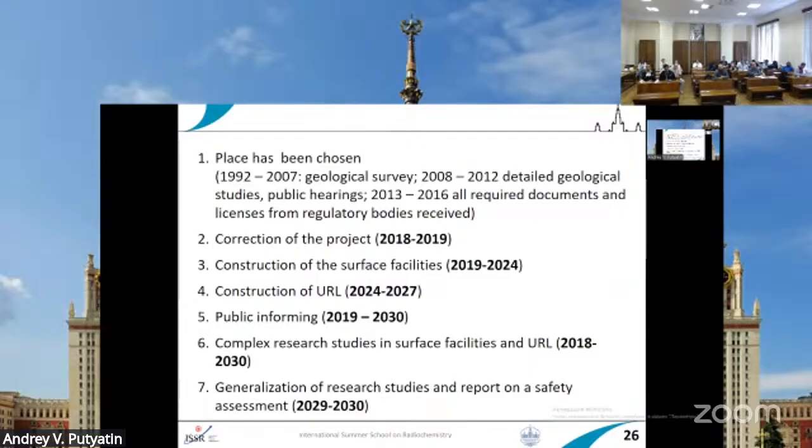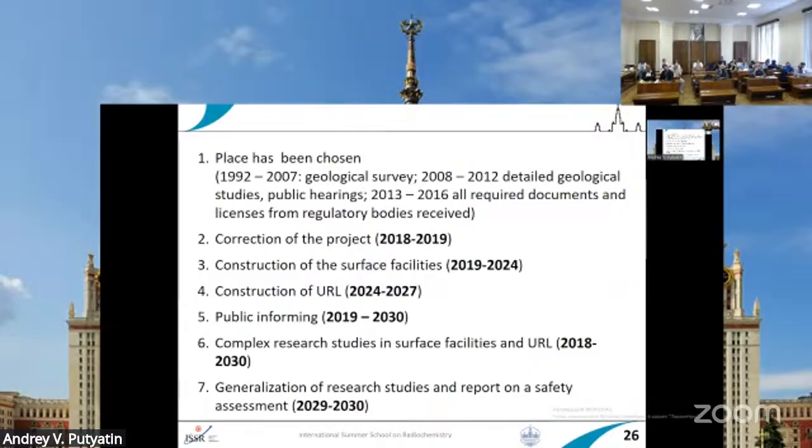In Russia, it started in 1992, and in 2012 there was the final decision on the site, that it will be near the city of Zheleznogorsk, Krasnoyarsk region. There were debates between three possible sites, and finally the Yeniseiski site was chosen.